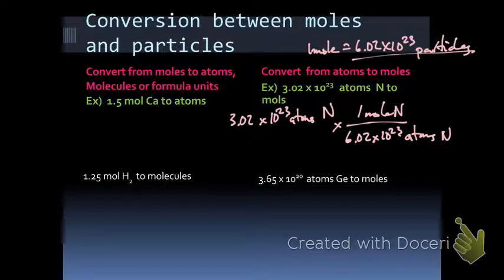So in this case, I'll take 3.02 times 10 to the 23rd and divide that by 6.02 times 10 to the 23rd. I get, let's see, I want to go to 3 sig figs. 1, 2, 3. So it's 0.502. And what are my units? Well, these cross cancel. So moles of nitrogen.